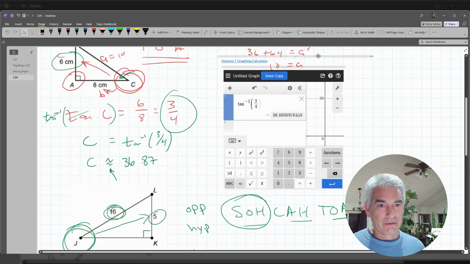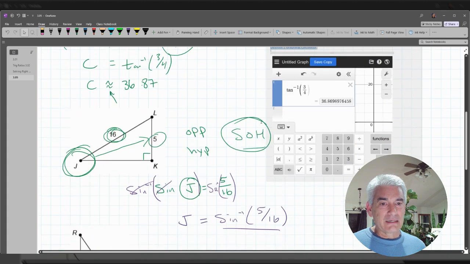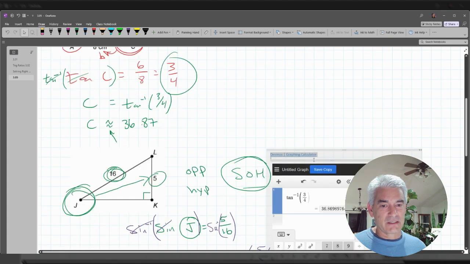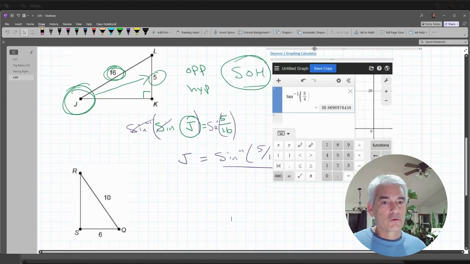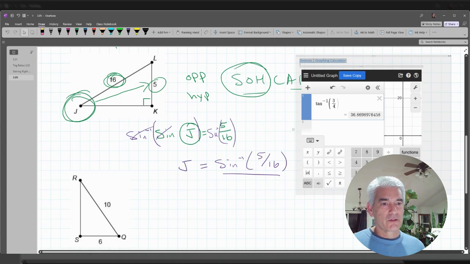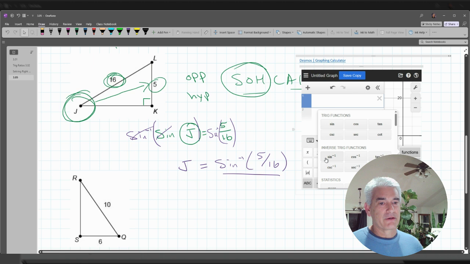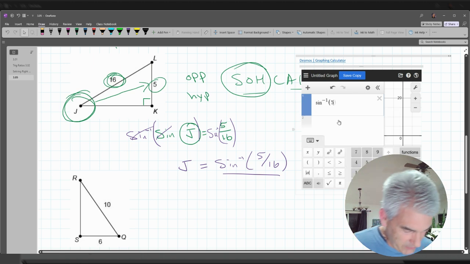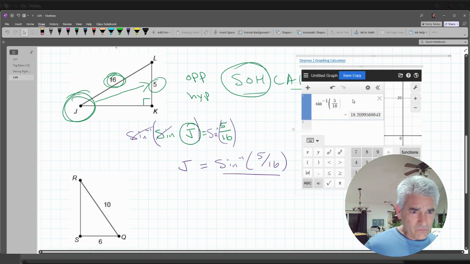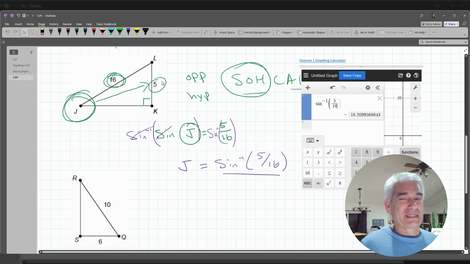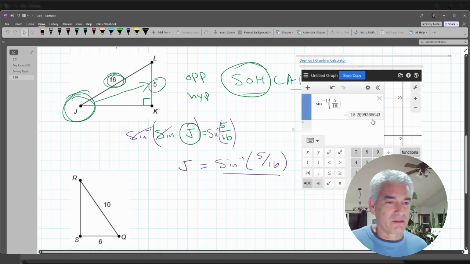So I'm going to grab my calculator here and bring it down, and I need to do sine inverse of 5/16. I'll go back to my functions, and there's sine inverse, and then we'll do 5 divided by 16. And we'll get 18 degrees. Seems pretty reasonable. Very likely it'll be the smallest.